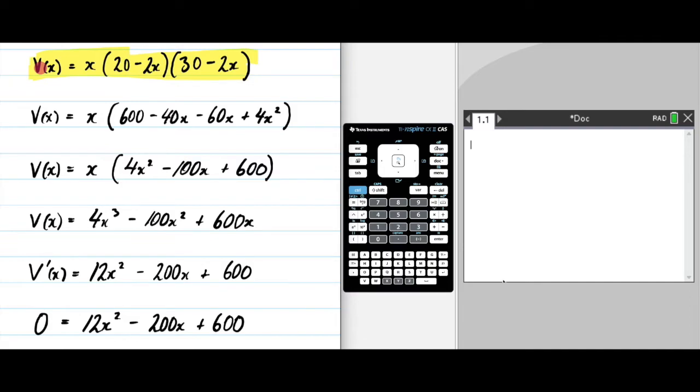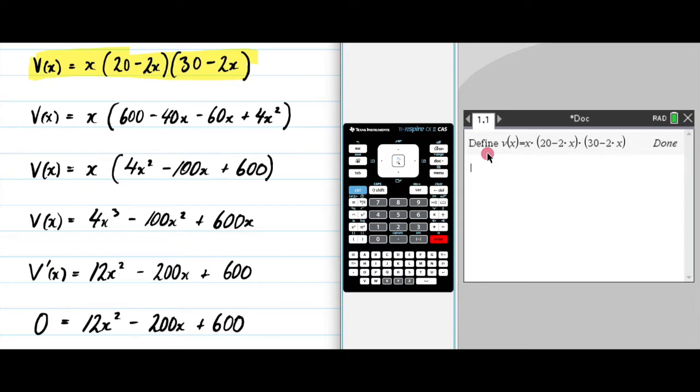So I'm going to start by typing in define. Define V is equal to x times 20 minus 2x, multiplied by 30 minus 2x. Hit enter. Now that is defined right there.